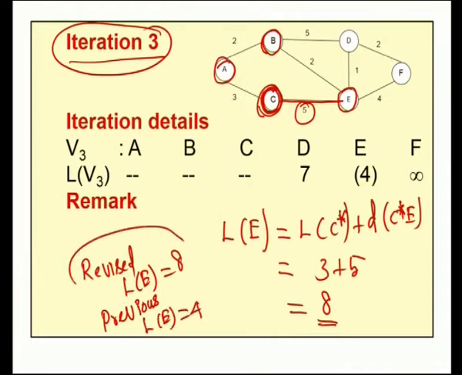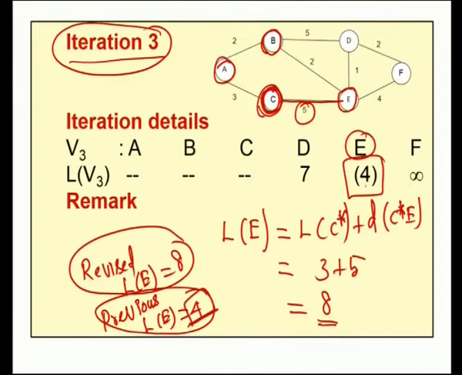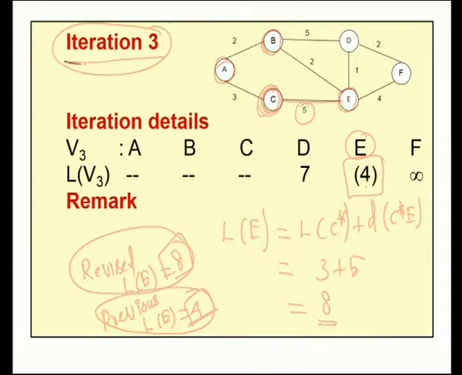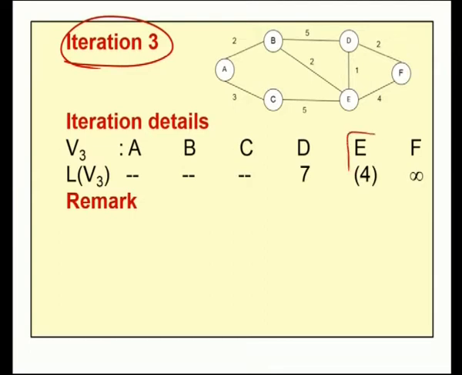Since the revised labeling value is greater than the previous labeling value, for the node E we have to assign the previous labeling value, which is 4. Therefore, in this step for node E we have to assign the labeling value as 4, not 8, because revised L of E is greater than previous L of E. For node E we have to assign the previous labeling value, which is 4. Therefore, in iteration 3 the permanent labeling for node E is 4.